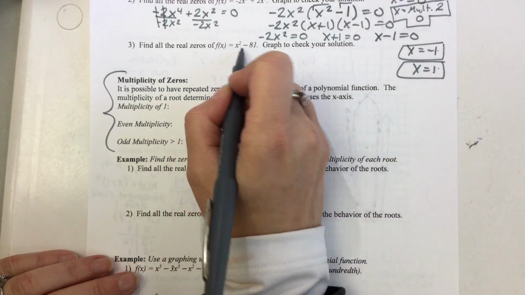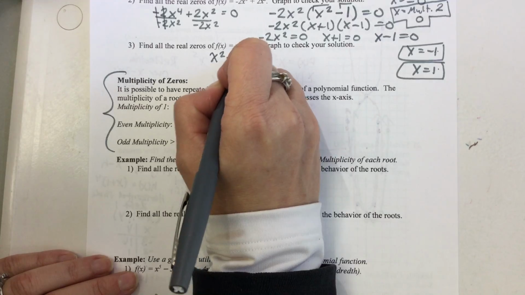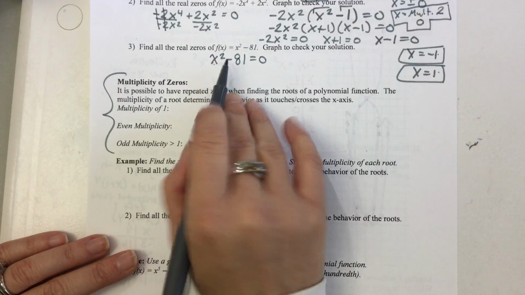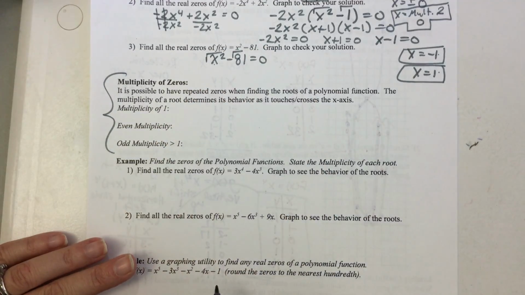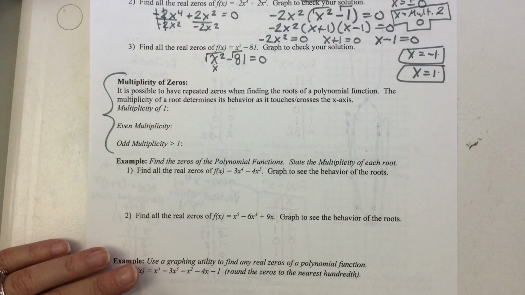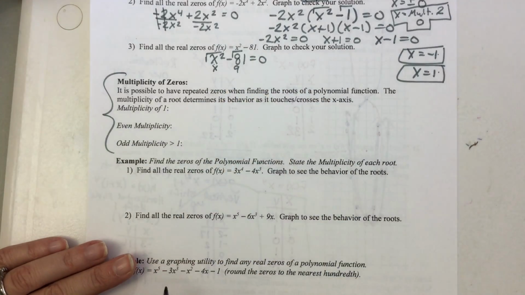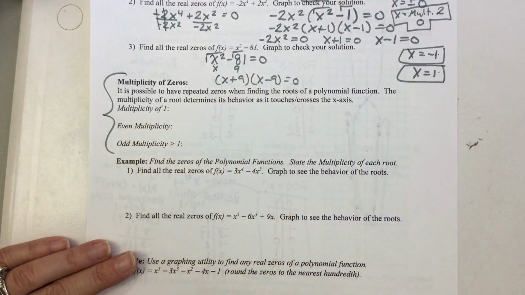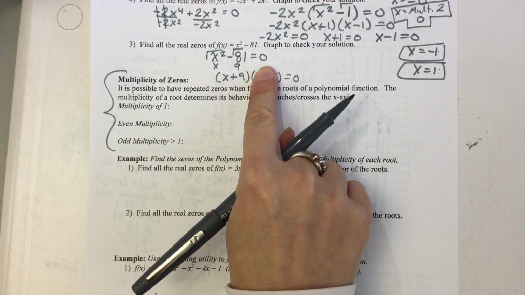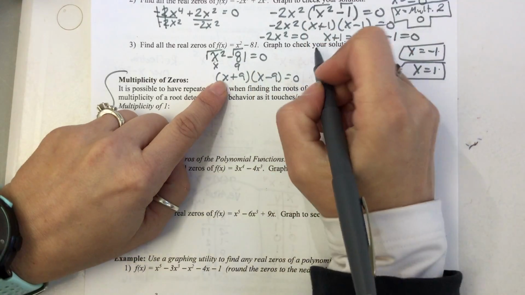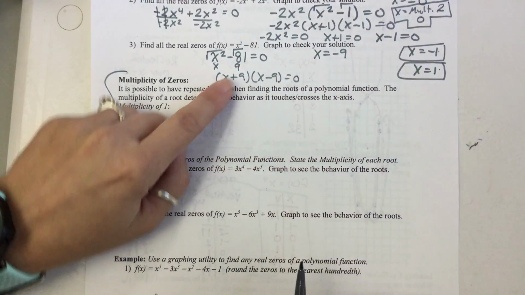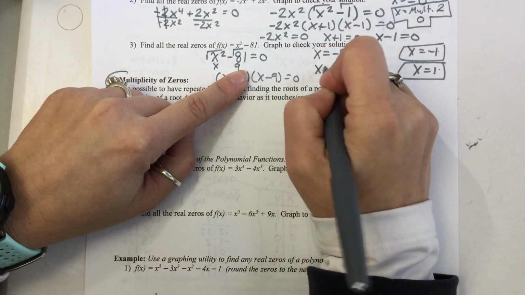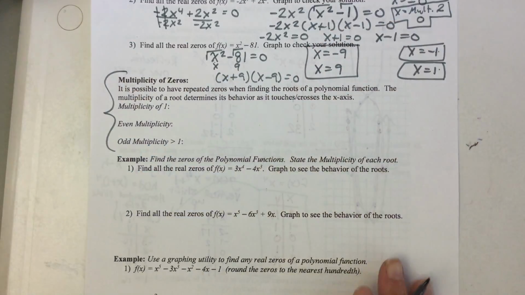Find all of the zeros of x squared minus 81. Step 1, to find zeros, you set it equal to 0. X squared minus 81, I can go ahead and take the square root of each side. The square root of x squared is x. The square root of 81 is 9. So this is x plus 9, x minus 9 equals 0. Well, if I take x plus 9 and set it equal to 0, you would have to minus 9 to the other side, so x equals negative 9. If I set this equal to 0, I'd have to add 9, so x would equal 9. So there are my two solutions.